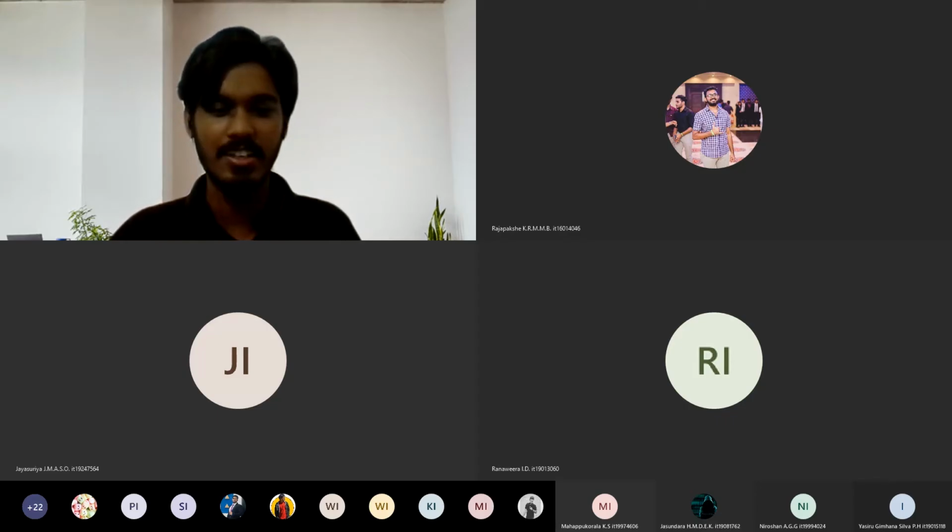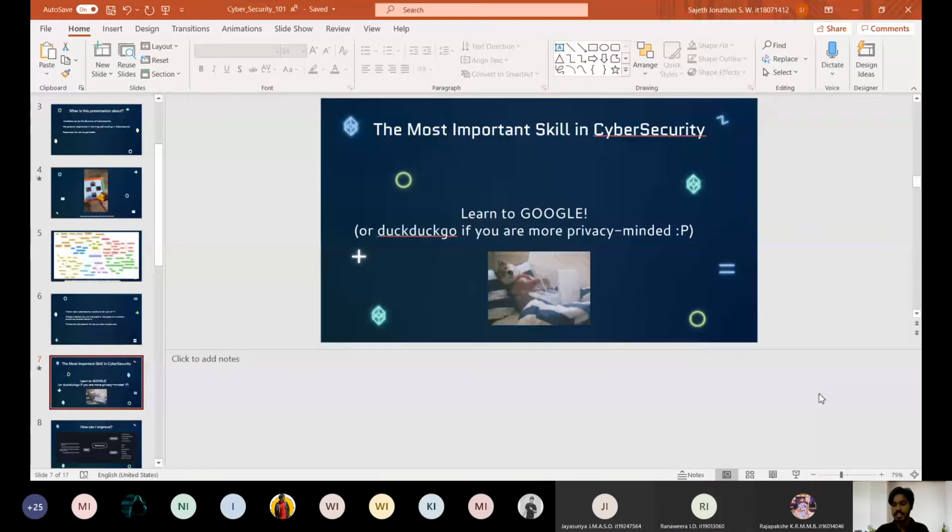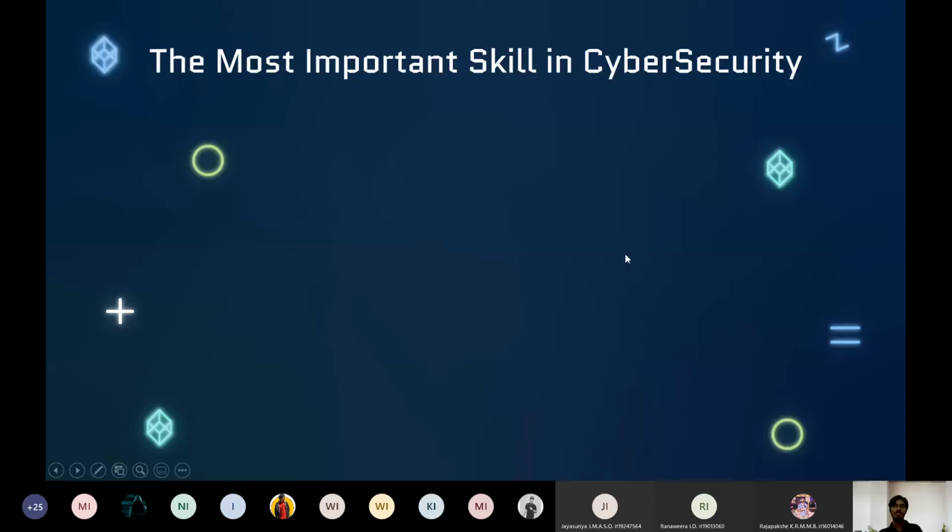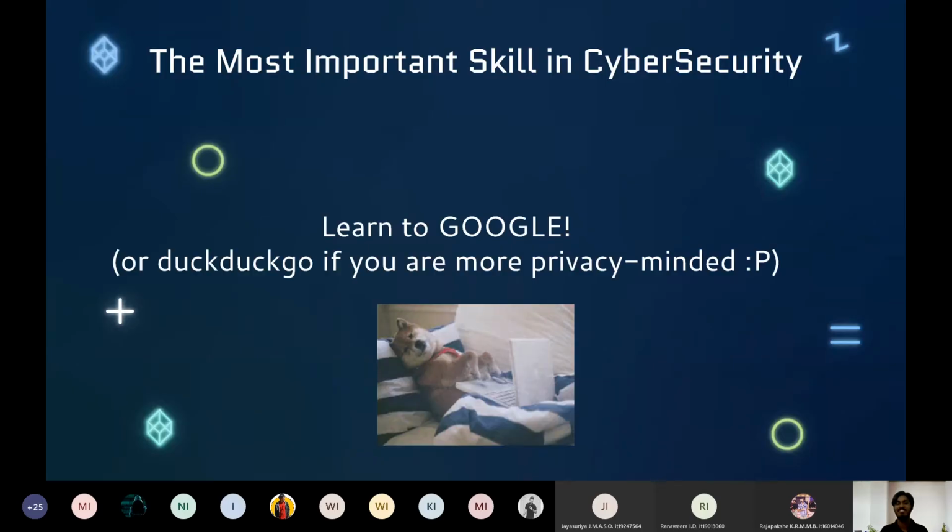I have an idea. I think of something on what is the most important skill we have as a cybersecurity individual. What is the most important skill you need to have is, I would say, to Google. If you're not into Googling, if you're more privacy minded, if you're using DuckDuckGo, any other search engine, use the search engine and search for things.